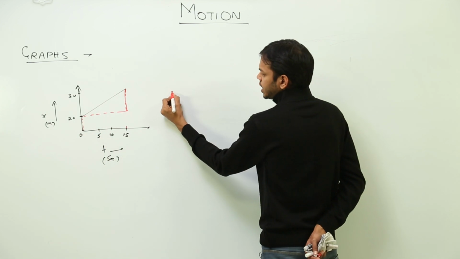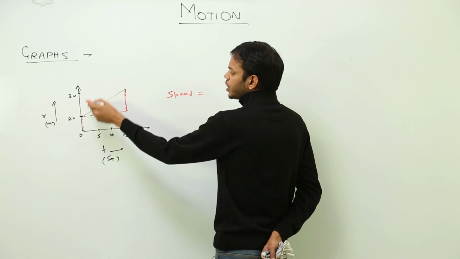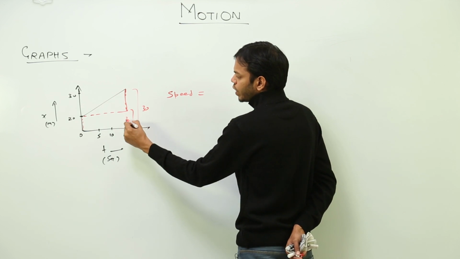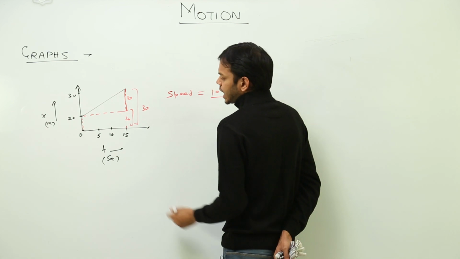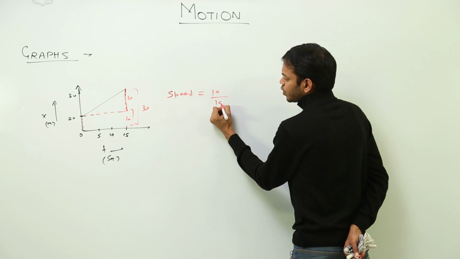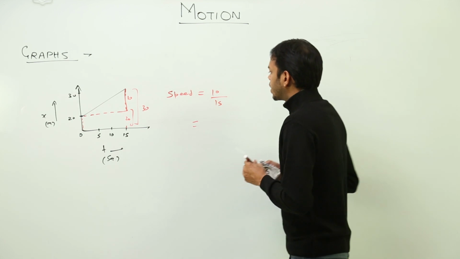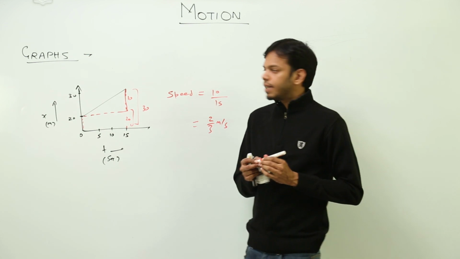So speed is distance traveled, that is from 20 to 30. Distance traveled is, this whole was 30, this much is 20, that means 30 minus 20, which comes out to be 10, upon time taken, which is 15, so 10 upon 15. This is how you calculate the value of speed. The answer would be 2 upon 3 meter per second, this would be your answer, right?